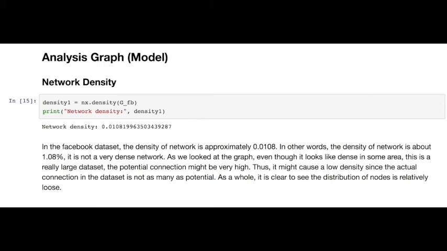After seeing the previous graph, you may ask, oh, I see that the density should be very high, because every single point is really close to each other in somewhere in the diagram. But actually, the result shows that it's not a very high density diagram, because the actual connections in the data set are not as many as potential.